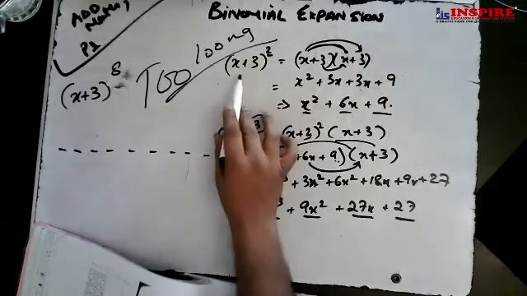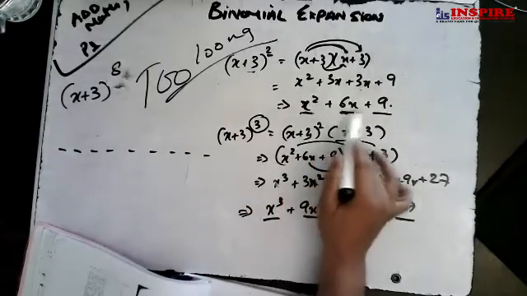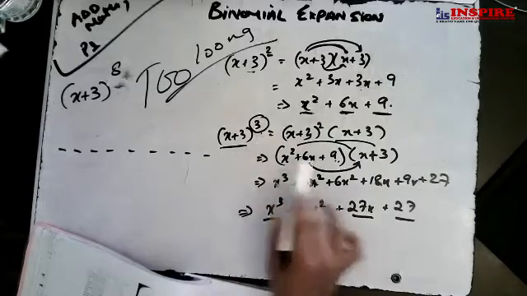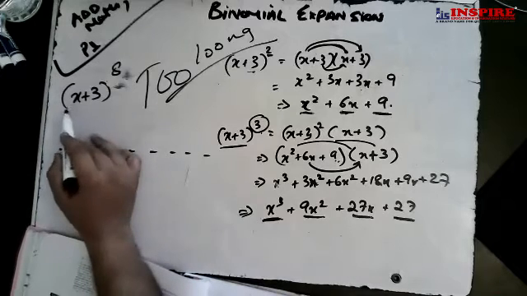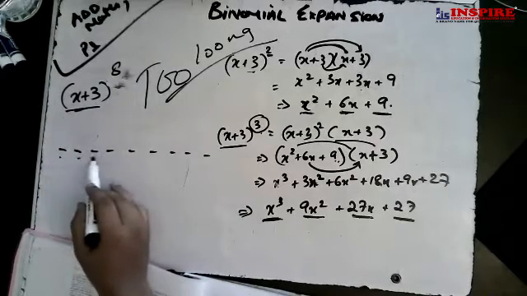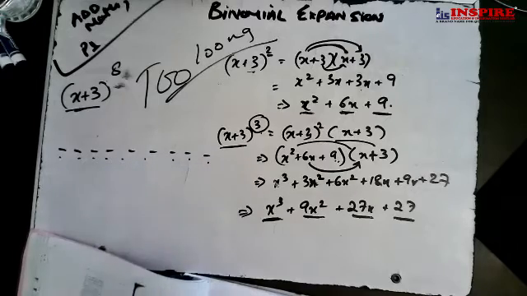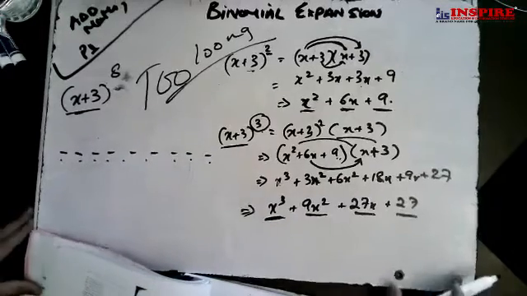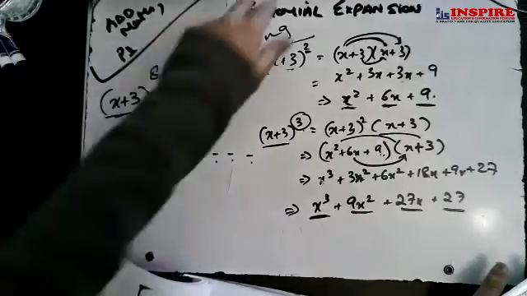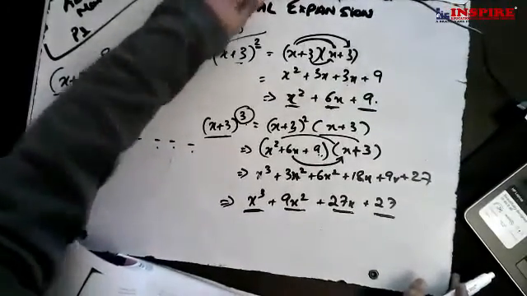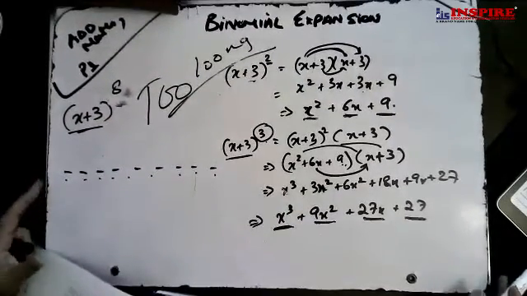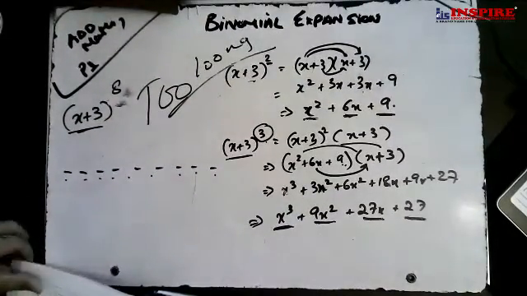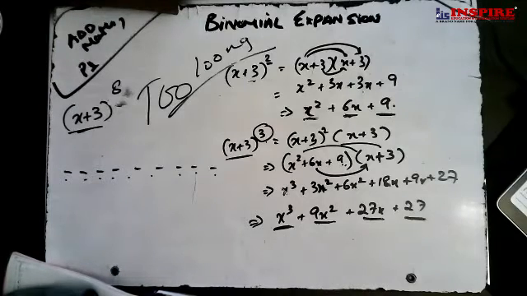I repeat myself, x plus 3 to the power of 2 will give you 3 elements. X plus 3 to the power of 3 will give you 1, 2, 3, 4 elements. But if you do x plus 3 to the power of 8, you will get 1, 2, 3, 4, 5, 6, 7, 8, 9 elements. That's basically too much. There are too many elements and too many multiplications. So we come up with a formula.